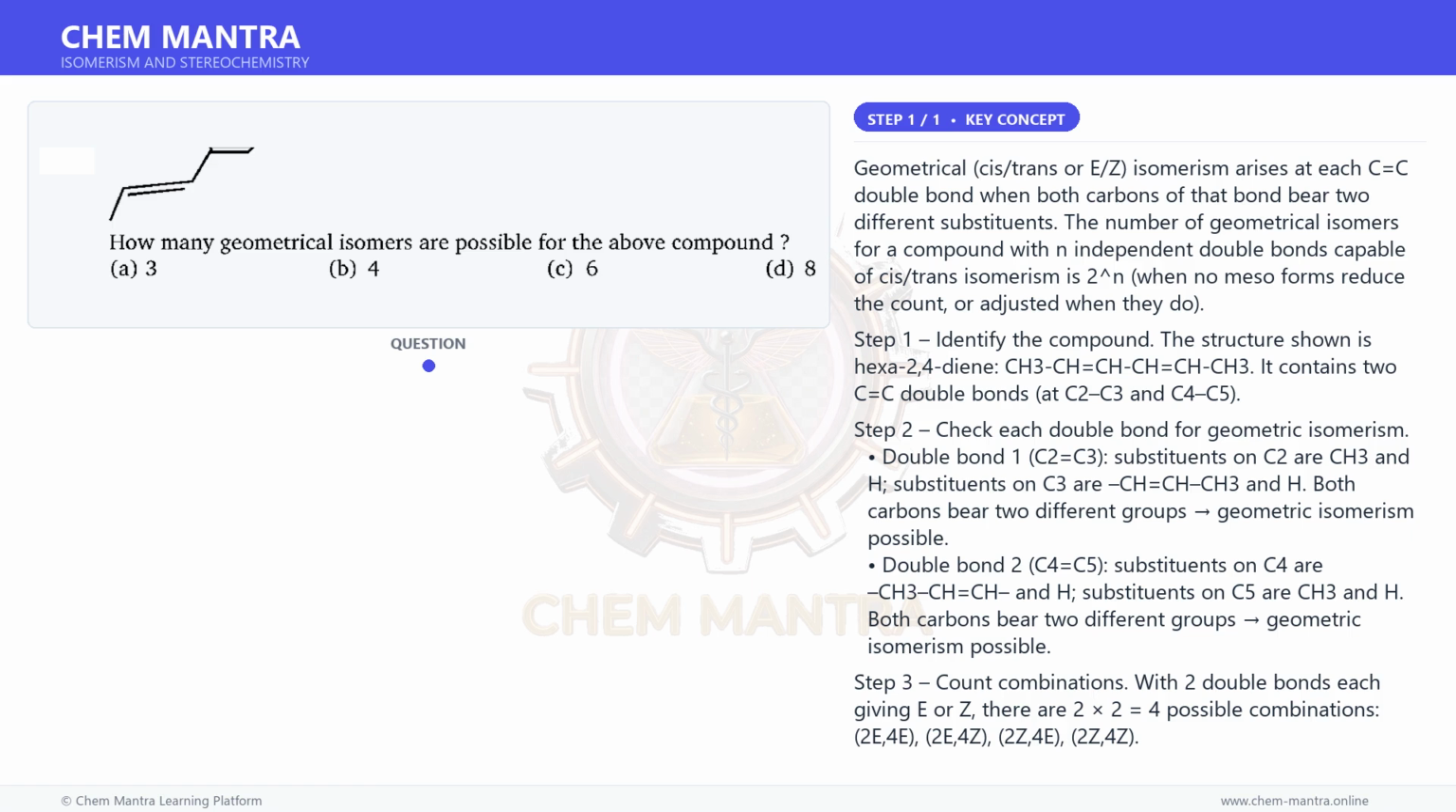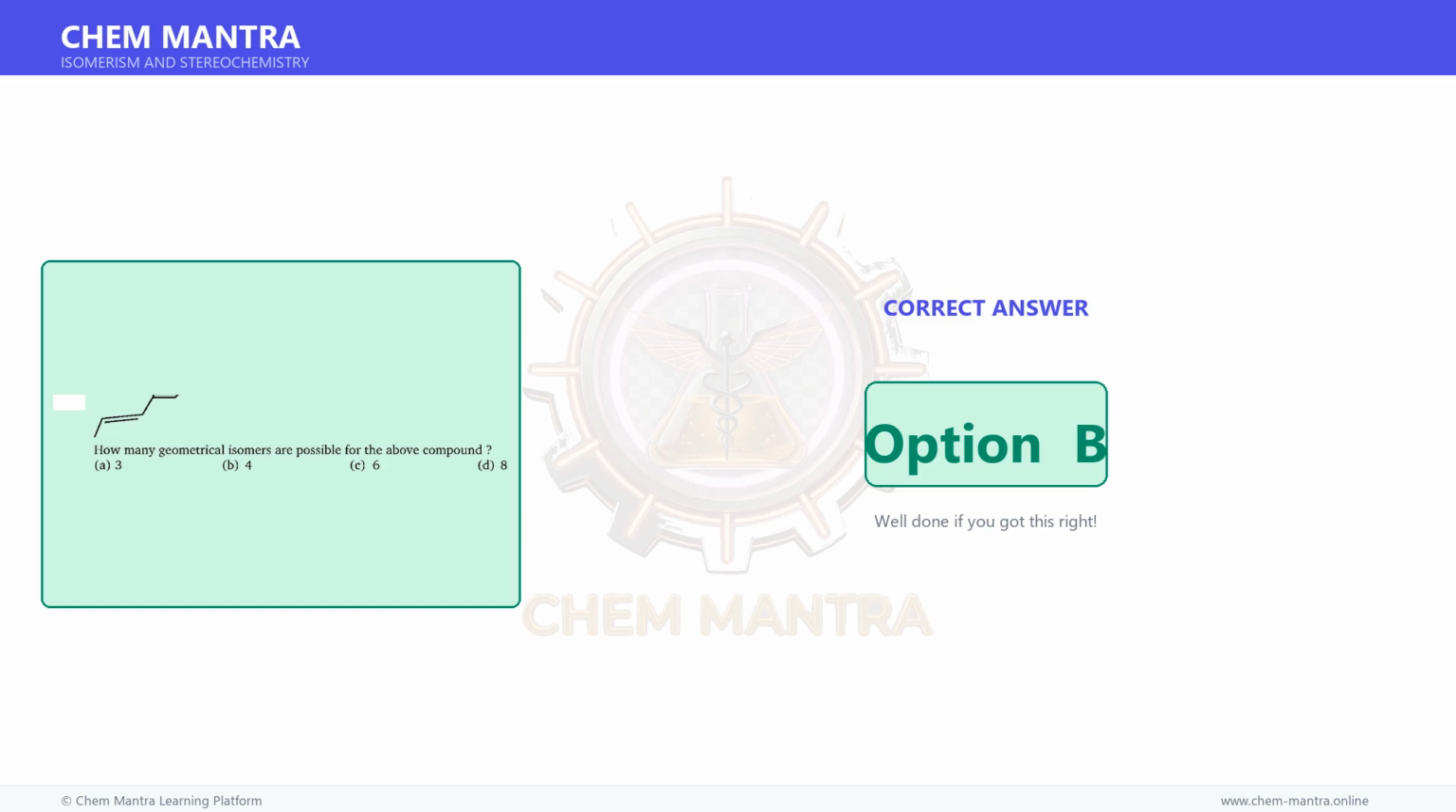Step 6. Eliminate other options. 3 would apply only if one pair were truly identical, a meso-like reduction, but the standard answer rejects this. 6 and 8 would require 3 or more double bonds. Only 4 matches 2^2 for 2 geometric double bonds. Therefore, the correct answer is option B.